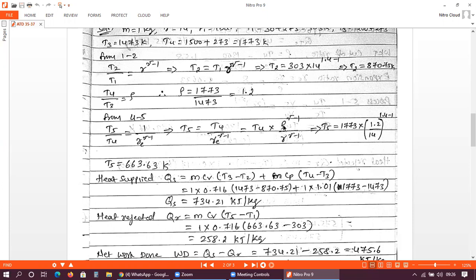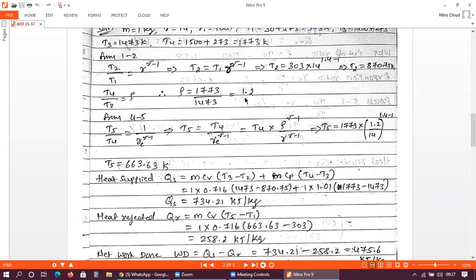So what is this rho? Rho is nothing but the cutoff ratio. It is given by T4 by T3. So we'll first calculate that cutoff ratio. We know the value of T4, it is already given, 1773, and the T3 value is also given, that is 1473. You take the ratio of these two, and you'll get the cutoff ratio as 1.2, right?